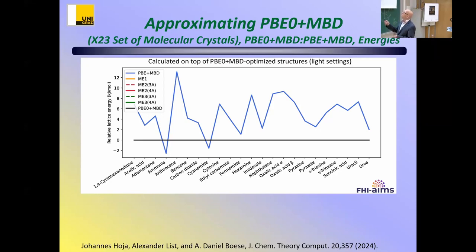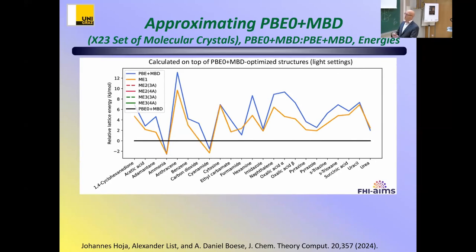So there are certain methods which work rather well. And then you, for example, see the kind of problems, where anthracene is not very well described by PBE MBD, if you take the relative lattice energy and compare it to the baseline hybrid values. And now we start to embed. So we first replace all the monomers. And you see we get somewhat better, but not that much better.